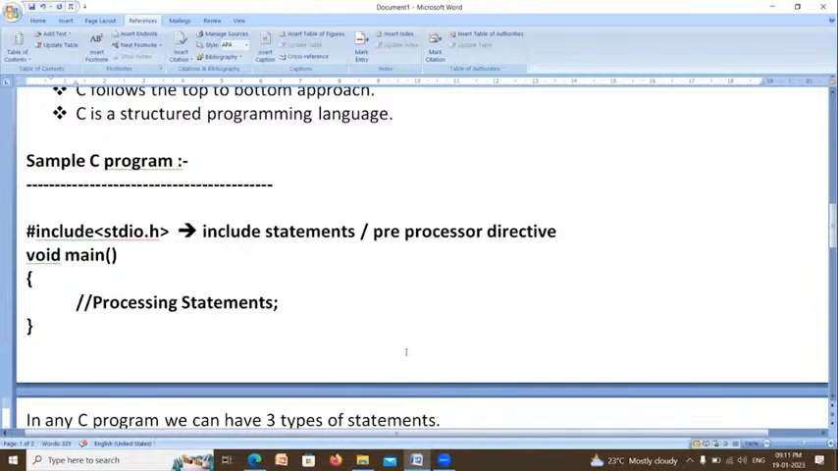Right. It is about the include statement.